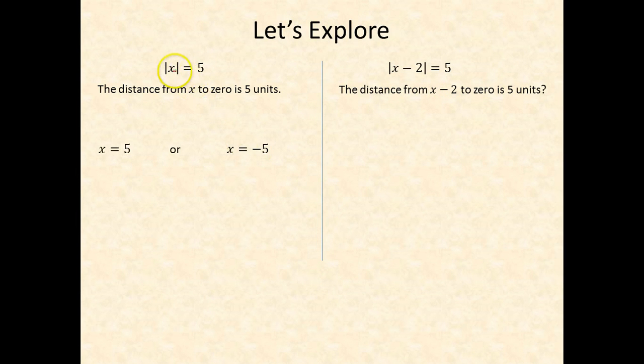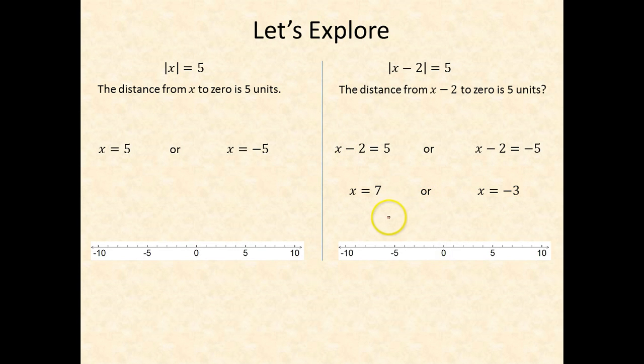So when we solve this, we say, well, 5 or negative 5 could go in here. So x equals 5 or x equals negative 5. When we solve this, we say x minus 2 could be 5, or x minus 2 could be negative 5. Then we add 2 to both sides, and we get x equals 7 or x equals negative 3.